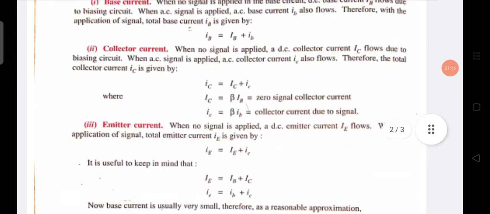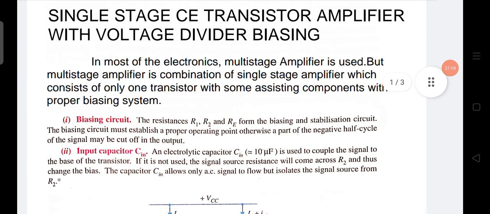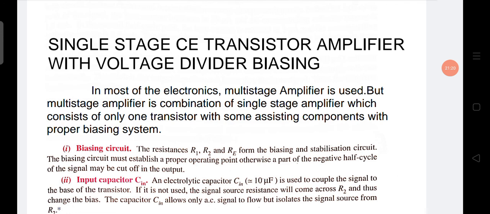Now this is all about the single stage common emitter transistor amplifier with voltage divider biasing. Okay, thank you.